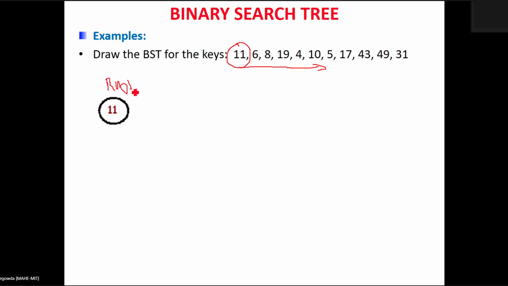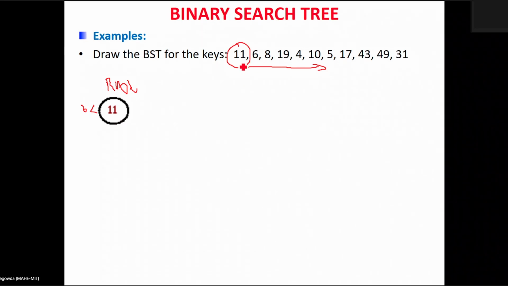Now we have the value 6. You always start from the root node. Compare 11 with 6. The value 6 is less than 11. When the next given value is smaller than the root node value, we have to traverse left. Now we have only one node, that is the root node only. There is no left subtree here.